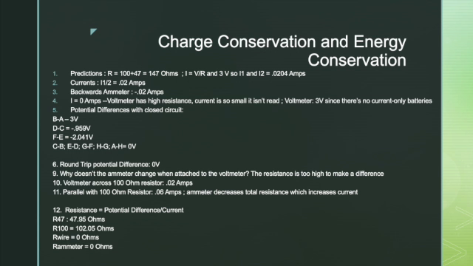For part 12, we had to find the resistance, which is just the potential difference over the current. And for the 47 ohm resistor, I got 47.95 ohms. For the 100 ohm resistor, I got 102.05 ohms. And the wire and ammeter had 0 ohm resistances.